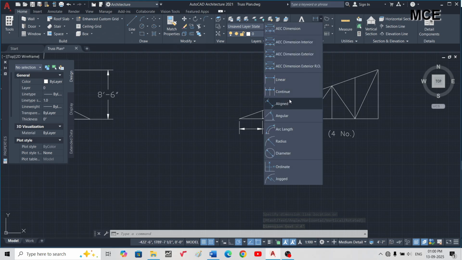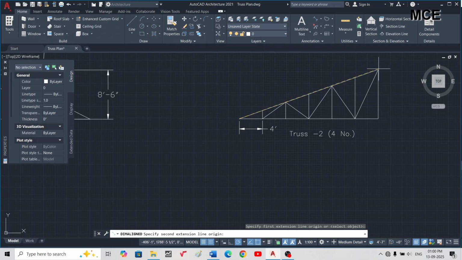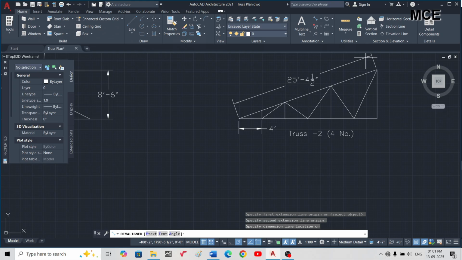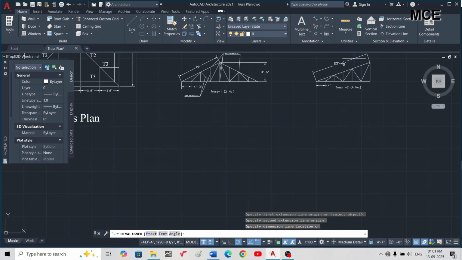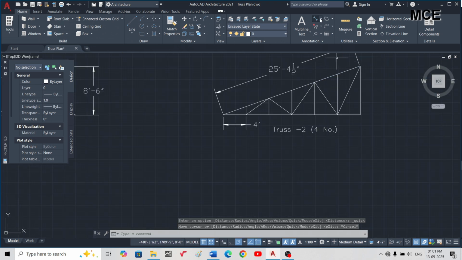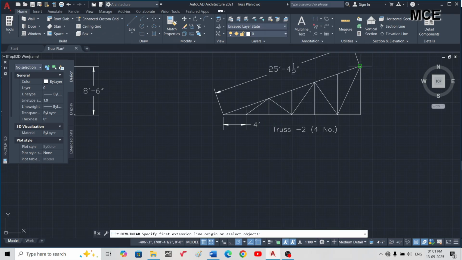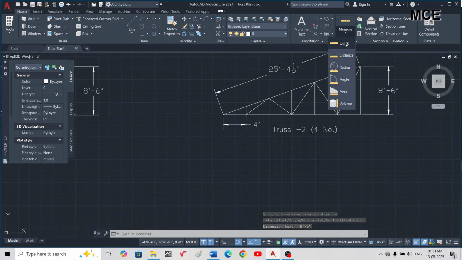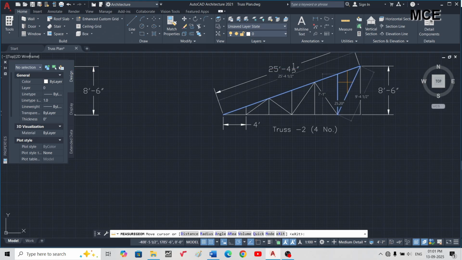The length of our rafter here will be equal to 25 feet 4.5 inches. You can measure it again using the quick command. Yes, it's 25 feet 4.5 inch. And the king post, its height is 8 feet 6 inch. You can find the lengths of the rest of the members using the quick command. The first incline is 9 feet 4 inch and the first vertical is 7 feet 1 inch, and similarly for the rest of the members.